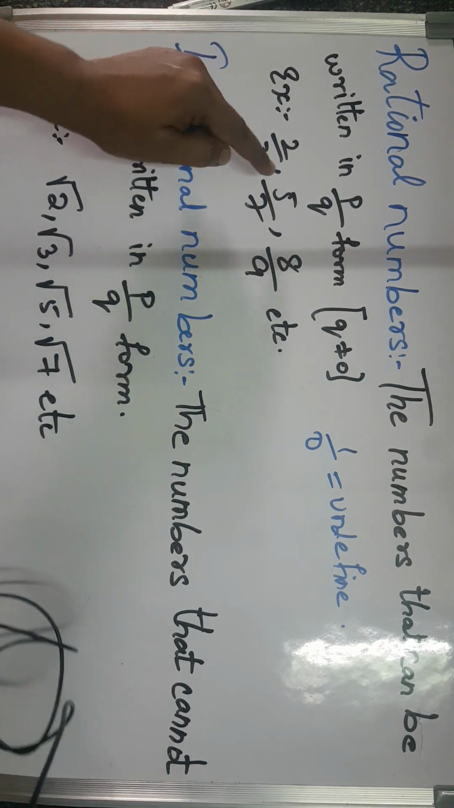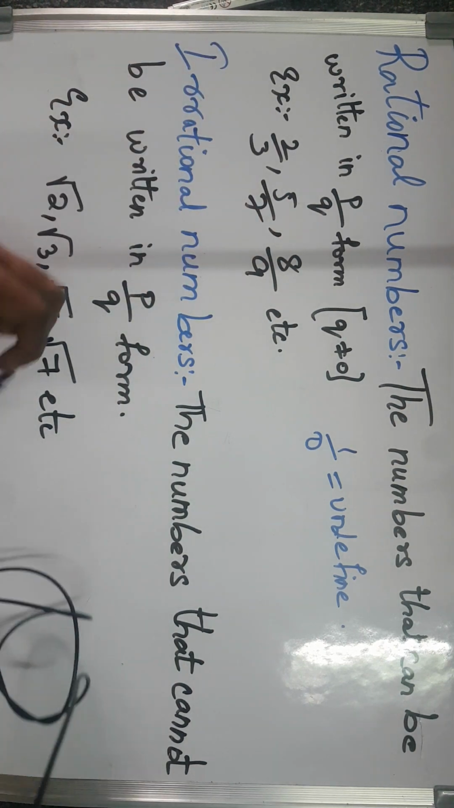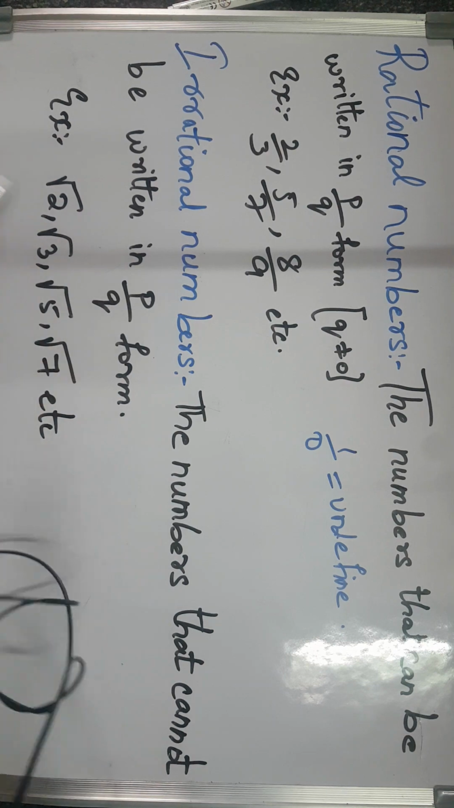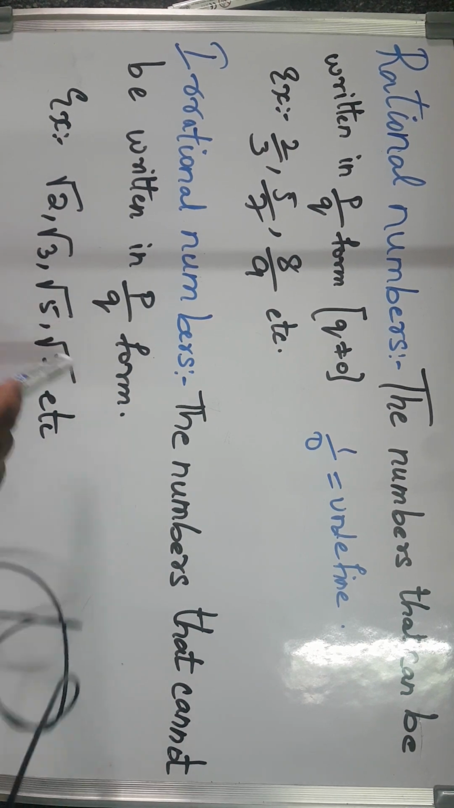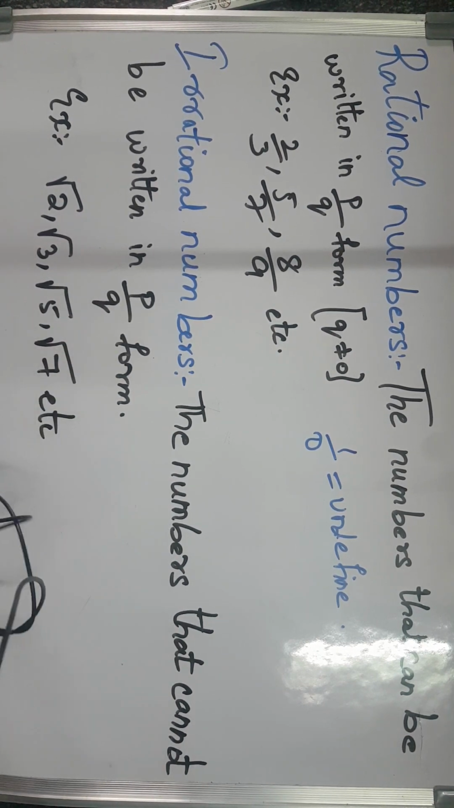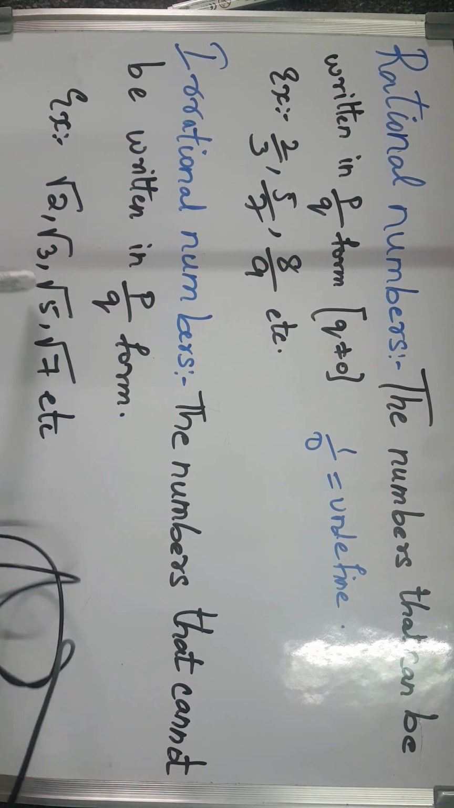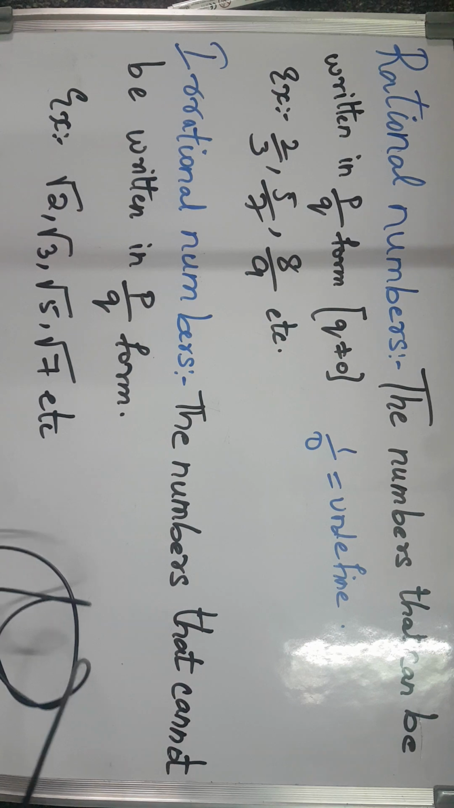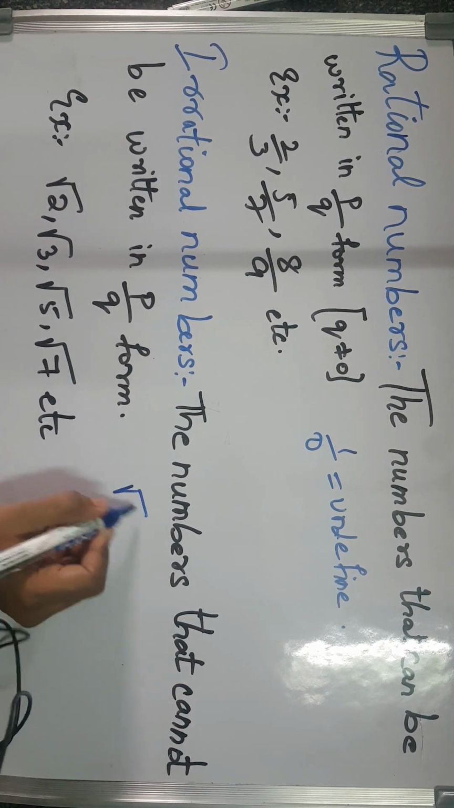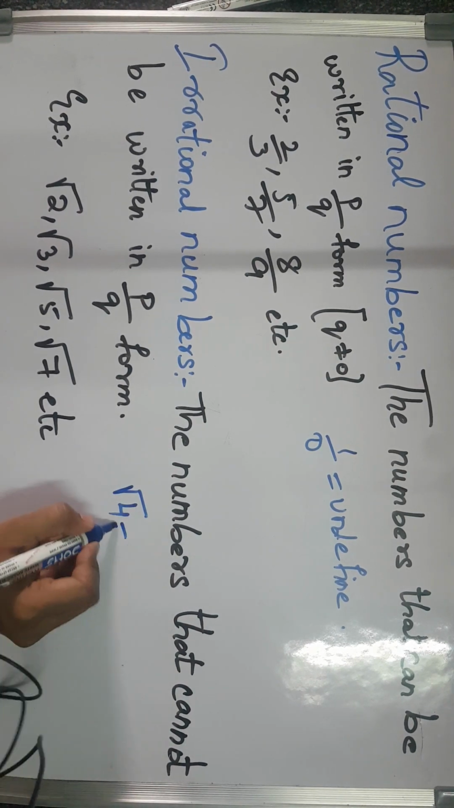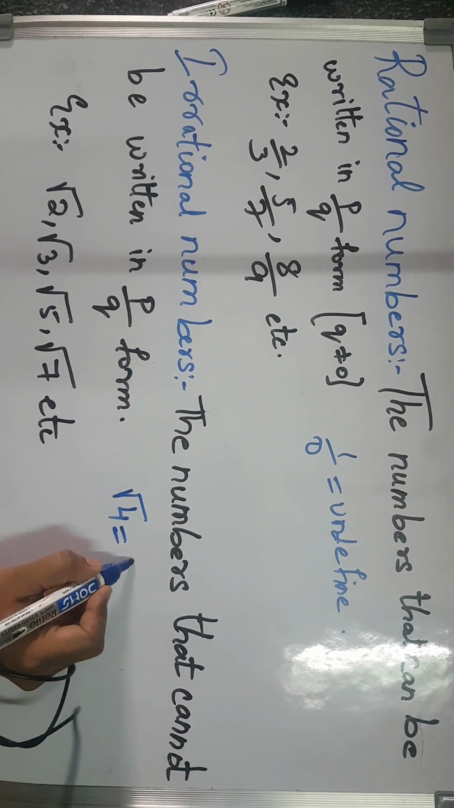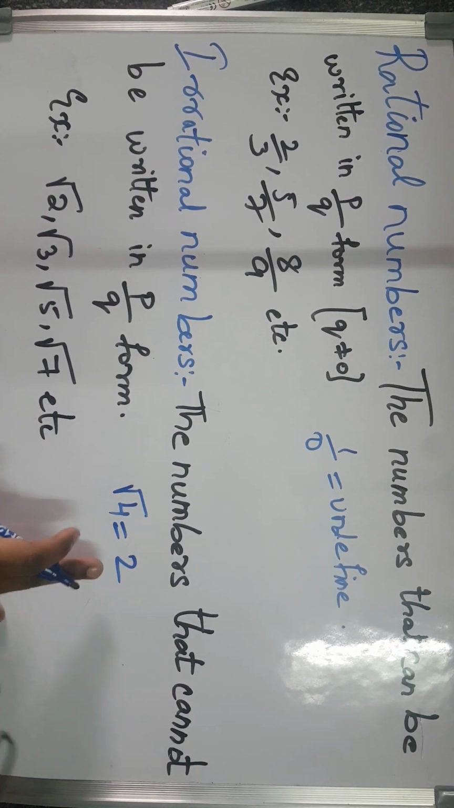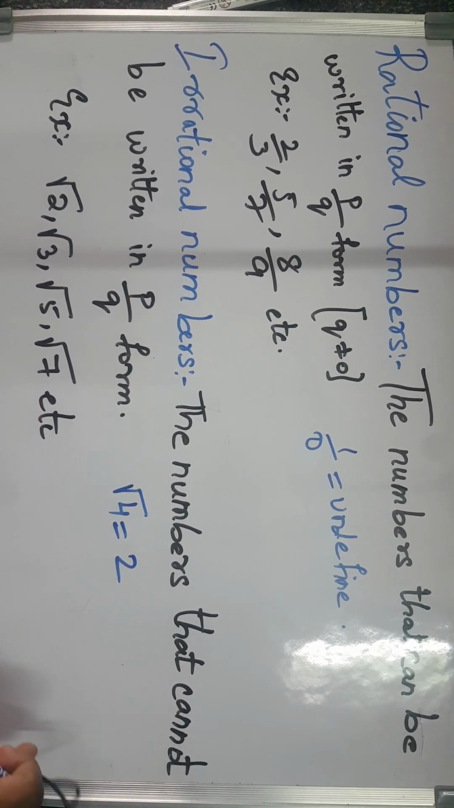Examples: 2 by 3, 5 by 7, 8 by 9, etc. Then comes the irrational numbers. The numbers that cannot be written in p by q form are irrational numbers. Examples: root 2, root 3, root 5, root 7, etc. You may have a doubt: why is root 4 not an irrational number? Because it is a perfect square, and the value becomes 2. That's why it is a rational number.